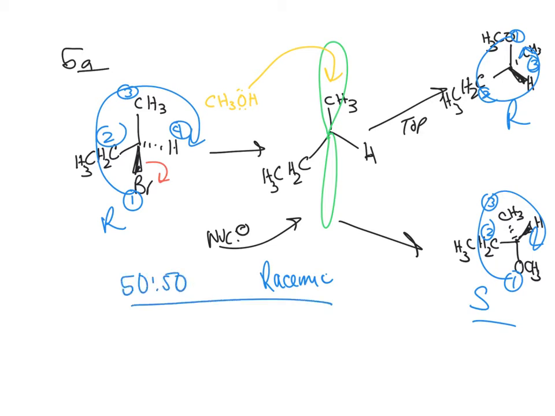50-50. That's racemic. Retention of configuration means the incoming group replaces the leaving group on the same side. Which product shows retention of stereochemistry? So R and R, the top side, which would be 5A. Inversion of configuration means the incoming group replaced the leaving group on the opposite side. Which product would show that? 5B. Okay, so this is inversion. This is retention.